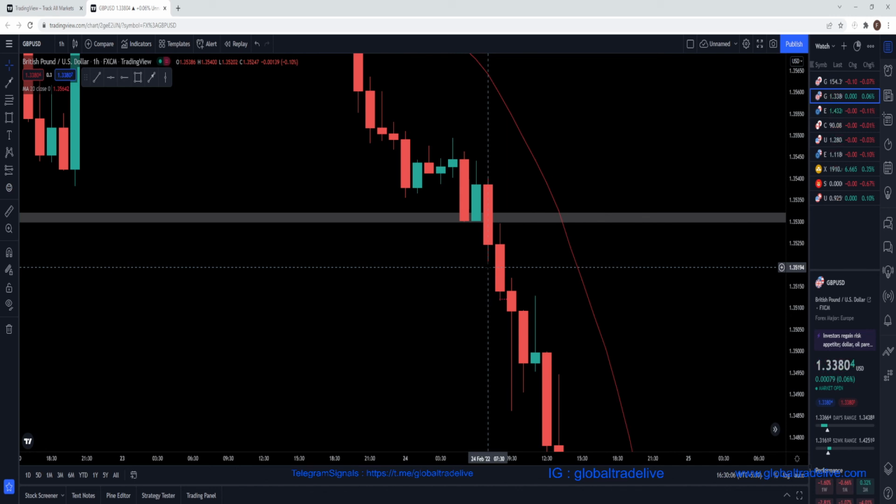This thing applies in all the currencies, all the pairs. I use this in gold, I use this in GBP USD, I use this in GBP JPY. It's just that I wanted to show you how this works, and I just wanted to share the knowledge with you.